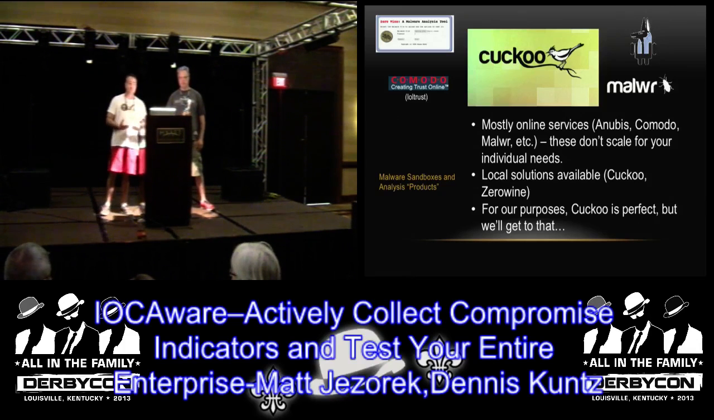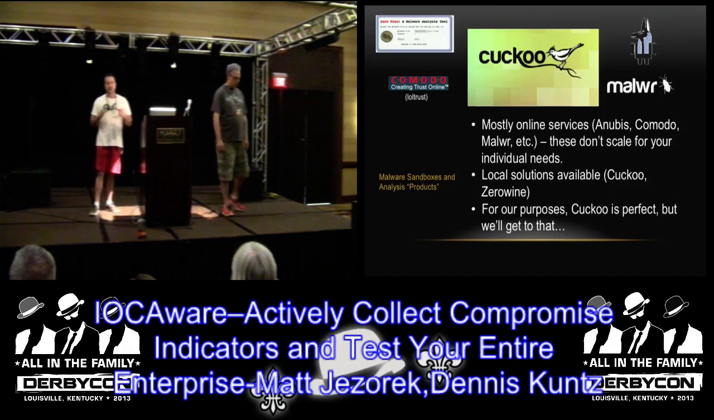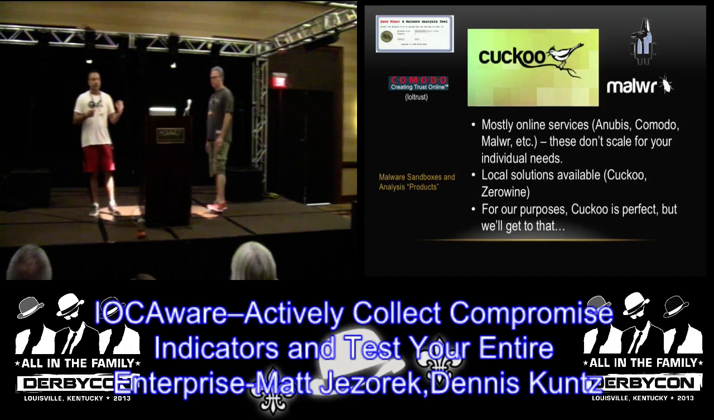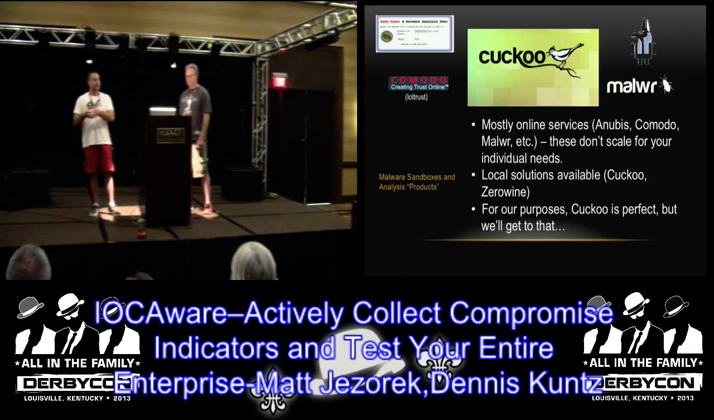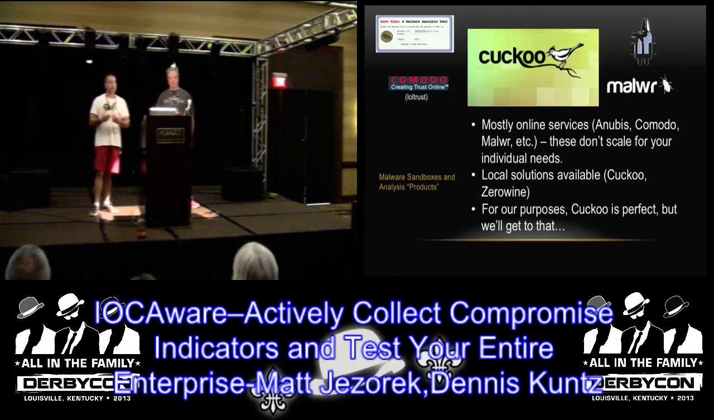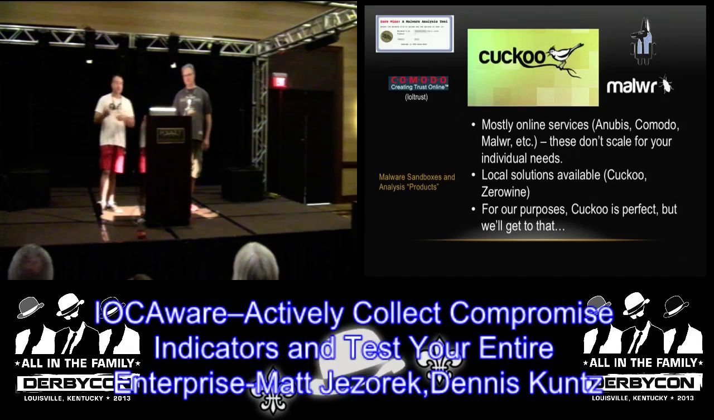You can use local solutions. Anybody here heard of ZeroLine? I'll talk about ZeroLine a little bit later, but ZeroLine is actually pretty cool. It's essentially a QEMU VM image of Linux that runs malware in Wine and then extracts artifacts in a reporting fashion for analysis. And it's actually kind of cool. It has some limitations. We actually started to use that for some of the stuff that we've done, but I'll talk about the limitations on that.